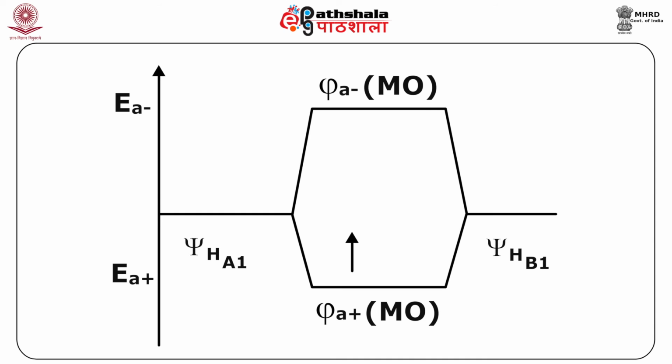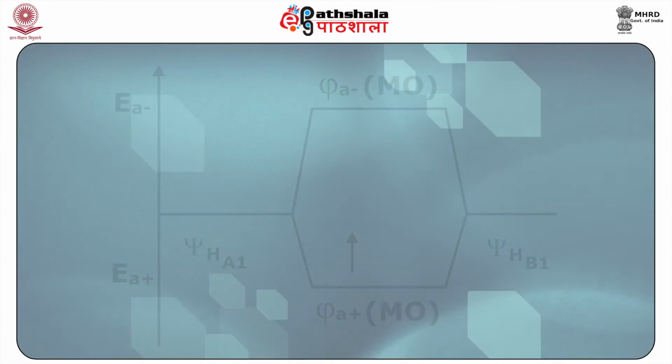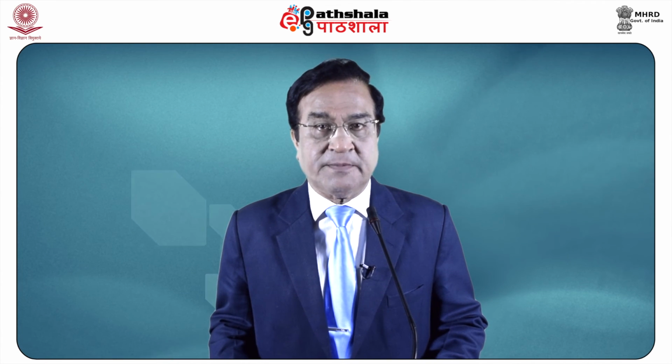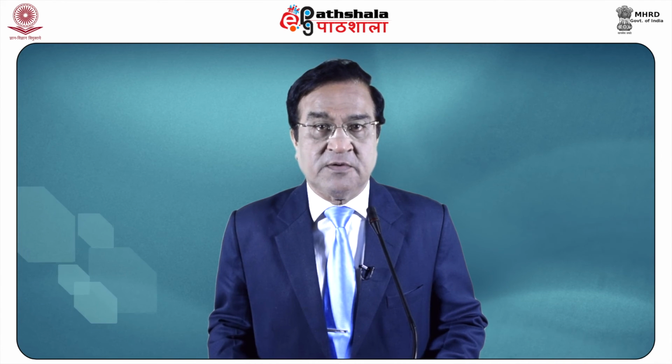Now, the two molecular orbitals which we have got can be represented in a diagram as shown here. You can see that there is the psi HA1 atomic orbital and then the psi HB1 atomic orbital. When these two combine, they form the phi A plus molecular orbital, which is lower in energy, and the phi A minus molecular orbital, which is higher in energy.